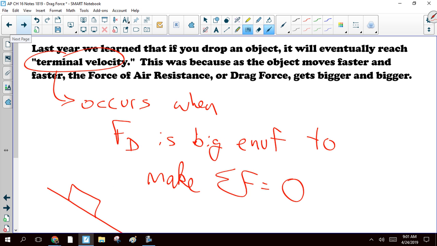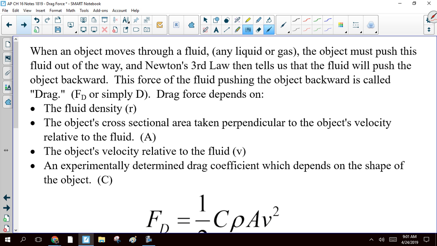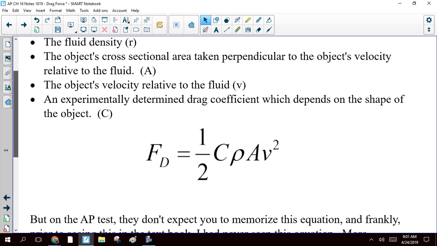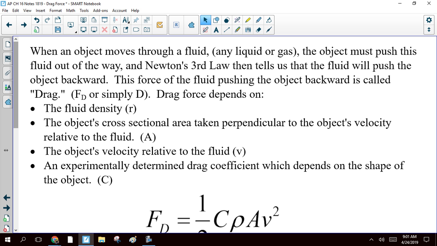Excellent. Okay, so the first year, I'm going to plow through this slide. You do not need to write most of this down. Okay, so the first year I taught this, I got all my drag force notes from the book, and the book gives this ridiculous equation for drag force. Okay, so it turns out that the drag force on an object depends on these things. It depends on the fluid density, rho. Okay, so that's the density of the air or water or whatever the object is moving through.